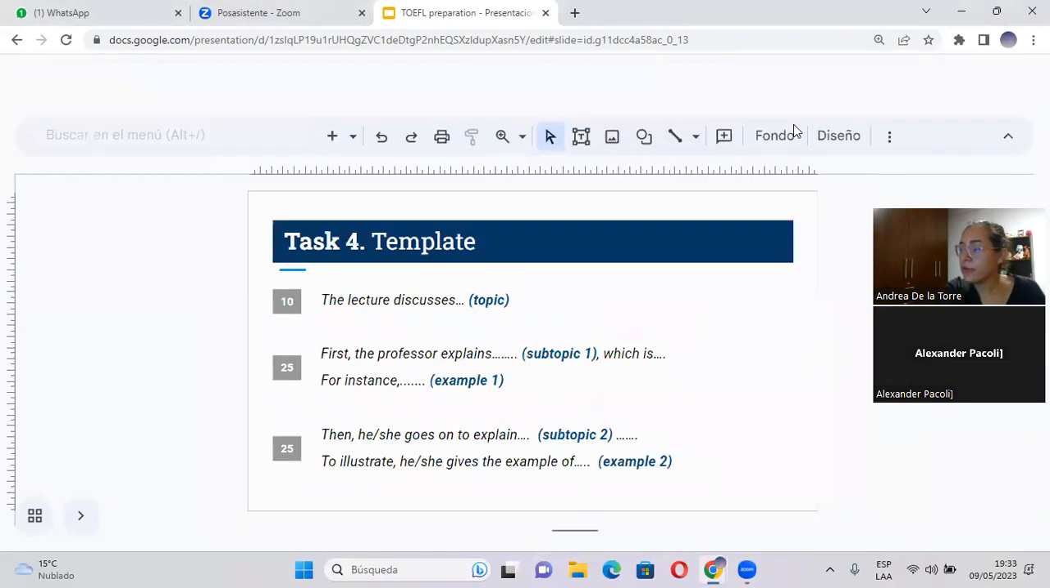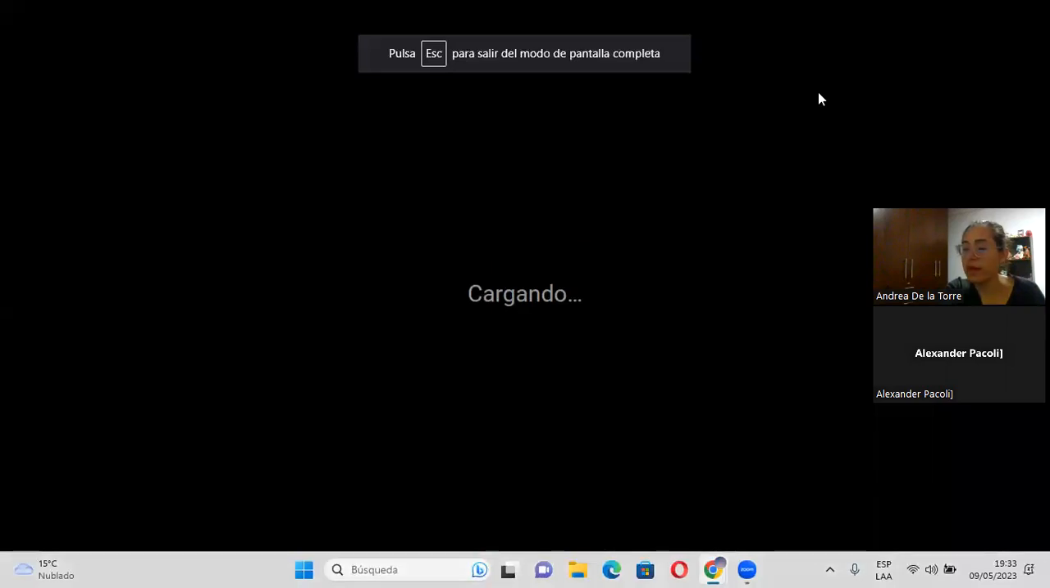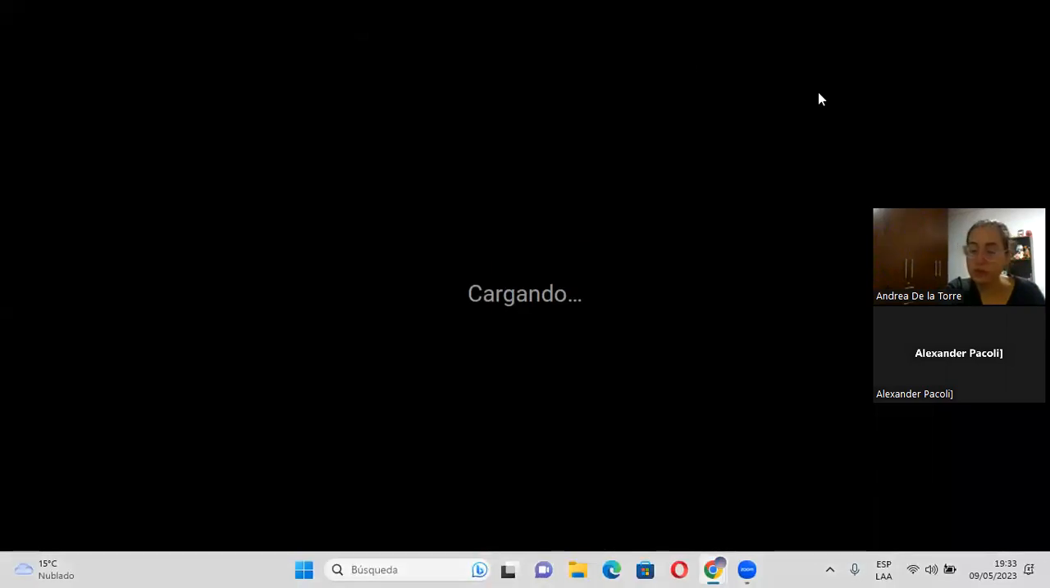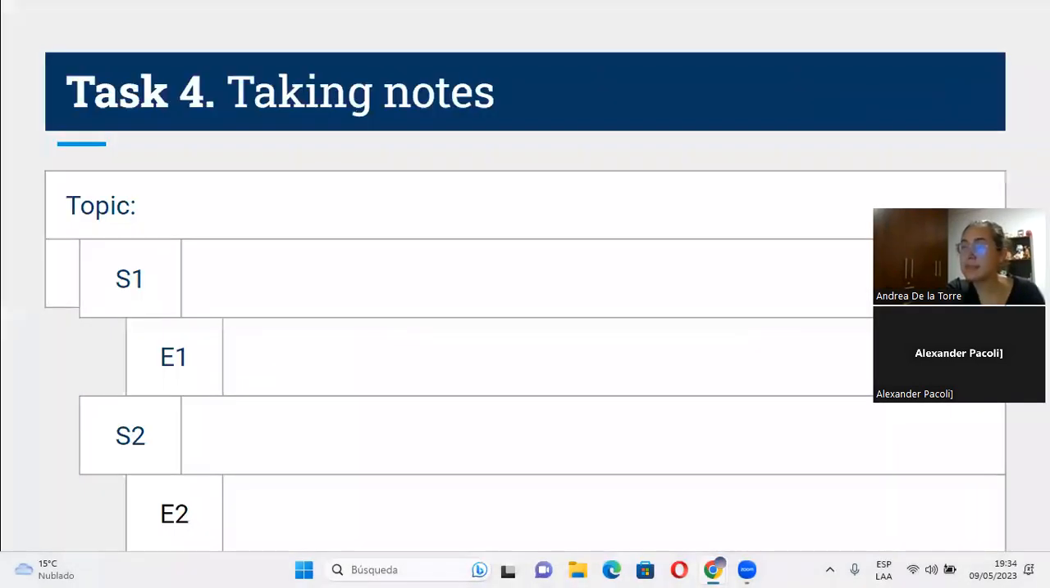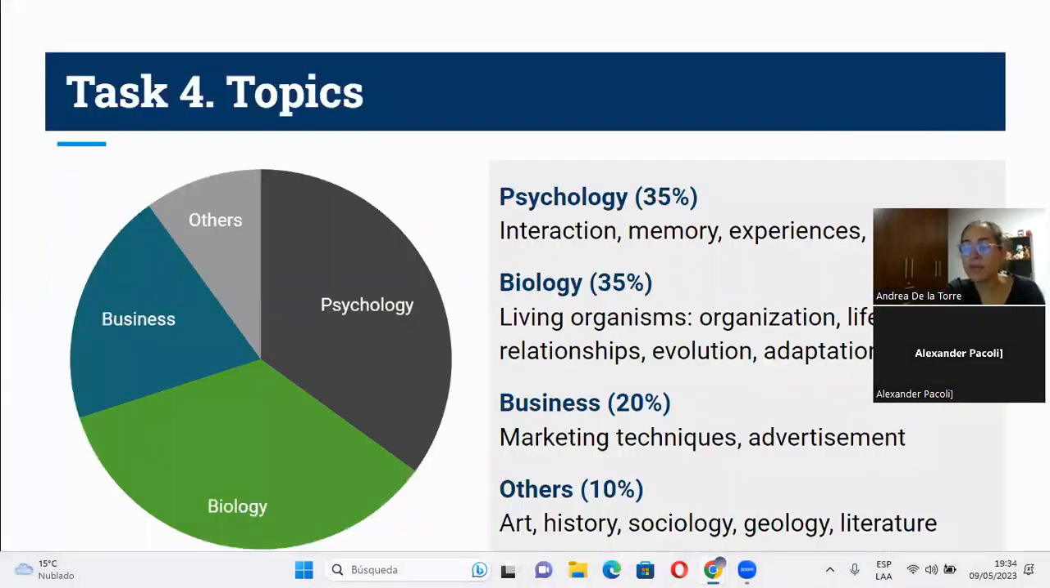Now, before we get into some practice, I wanted to say too that the topics that you get for this question are actually the same as the ones you had for task number 3. So you will still have psychology, biology, and business as your main topics. And then additionally, like 10% of the time, you could get something different, right? Something related to the arts, to history, and so forth.